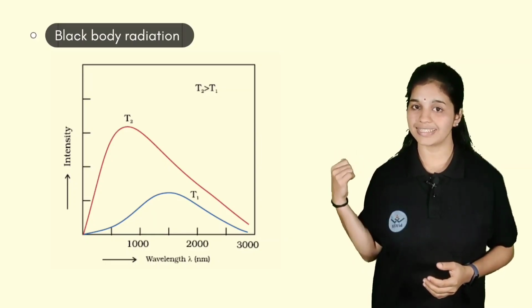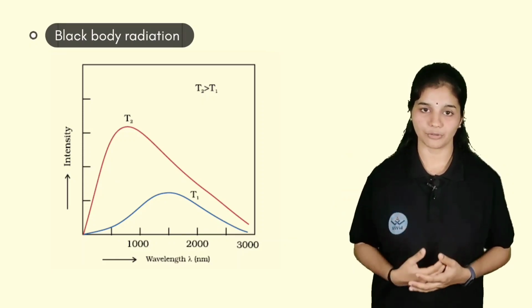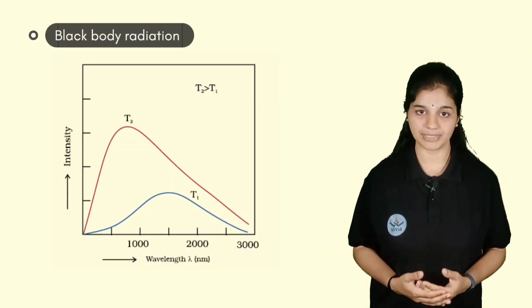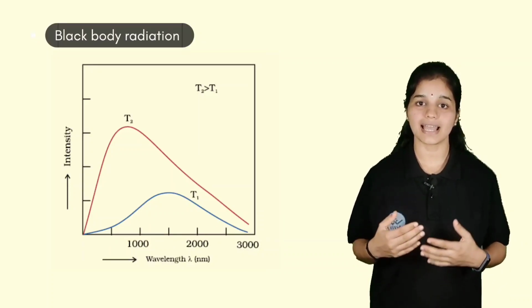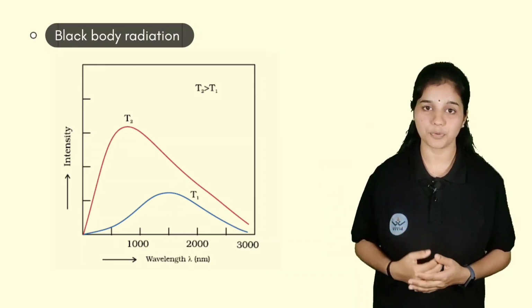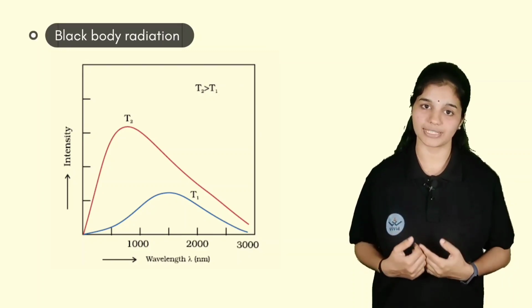You can visualize the graph here on the screen. From this curve for a black body, you can see that the intensity of radiation emitted increases as the wavelength decreases and it reaches a maximum value at a point. Further, the intensity of the radiation decreases as you decrease the wavelength.